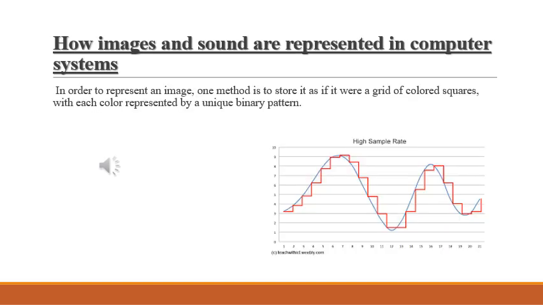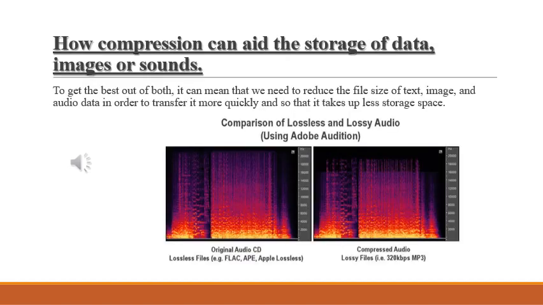How images and sound are represented in a computer system. In order to represent an image, one method is to store it as if it were a grid of colored squares, with each color represented by a unique binary pattern. How compression can aid the storage of data, images, or sounds. It can mean that we need to reduce the file size of text, image, and audio data in order to transfer it more quickly and so that it takes up less storage space.